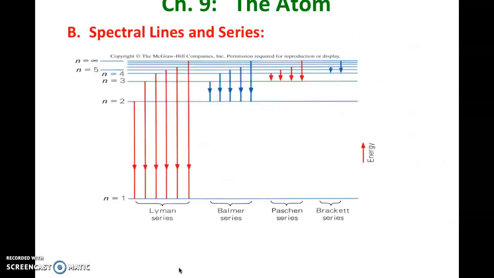The spectral lines and series can be seen or understood from this diagram. We can see the Lyman series, the Balmer series, and so on of the spectrum.